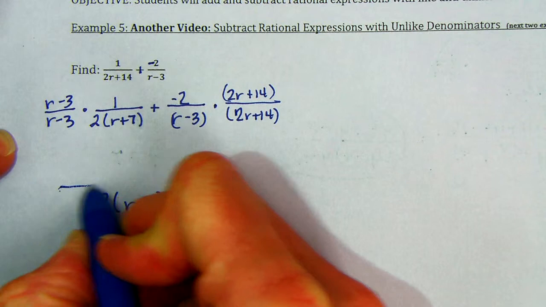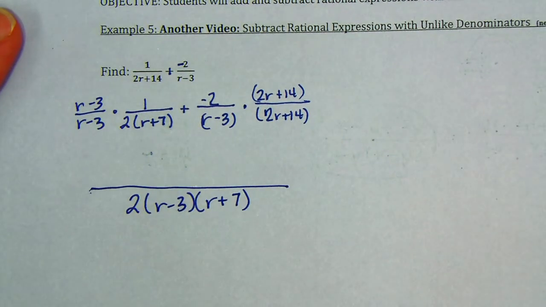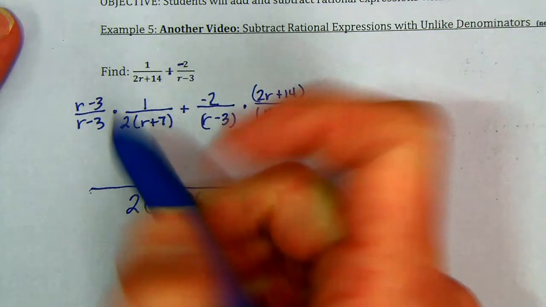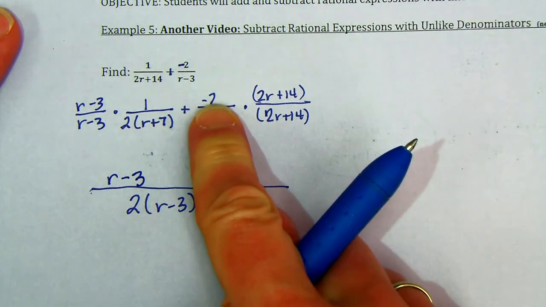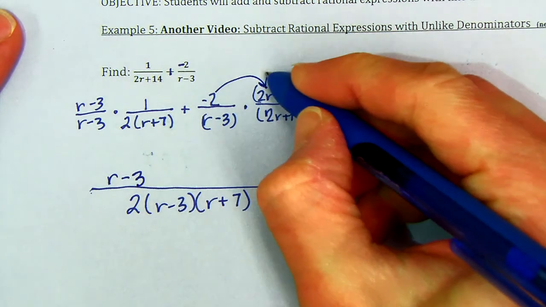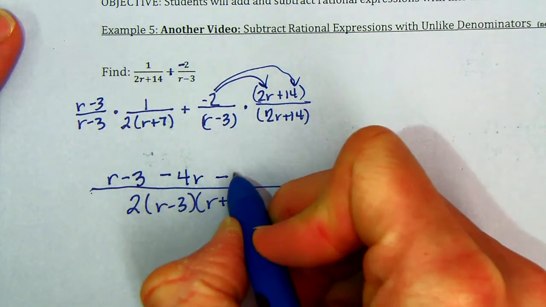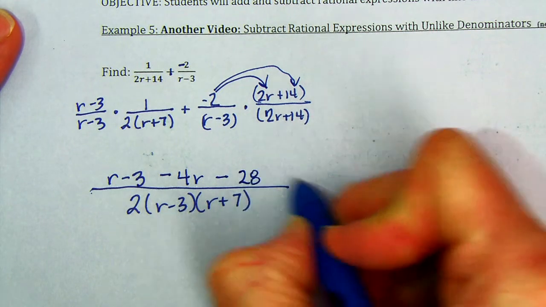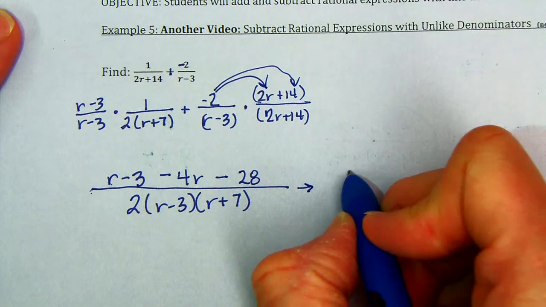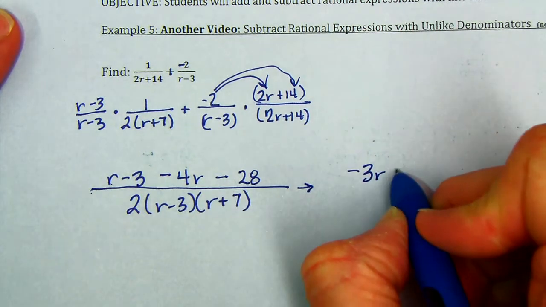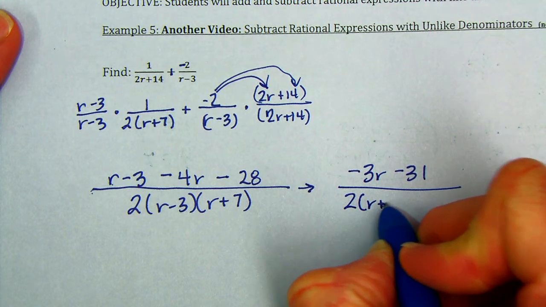Okay, so this top one, pretty simple because we're multiplying it by 1, just r minus 3. This one, we are distributing the -2. So it's minus 4r minus 28. Combine like terms. We've got an r and a -4r, so -3r, and -31, all over 2, r plus 7 and r minus 3. I know I flipped them there, but it's the same thing. I only flipped them because I accidentally put a plus sign instead of a minus sign.